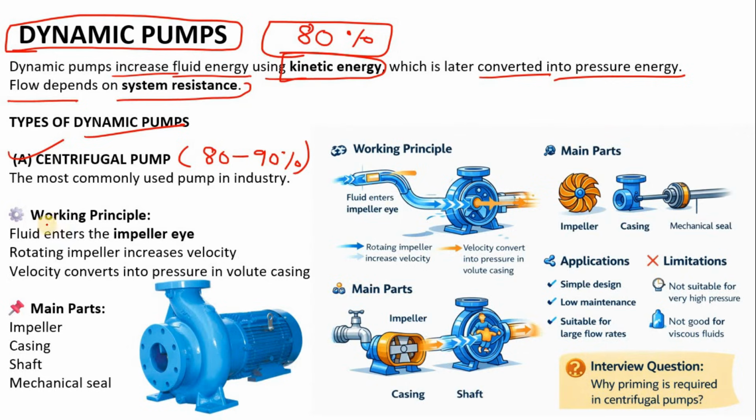I'll tell you that as well. Now first is its working principle. Fluid or the liquid enters the pump eye. This is your pump eye here. Then the rotating impeller increases the velocity, and then velocity converts into the pressure in the volute casing, and this is your casing. That's how your centrifugal pumps work.